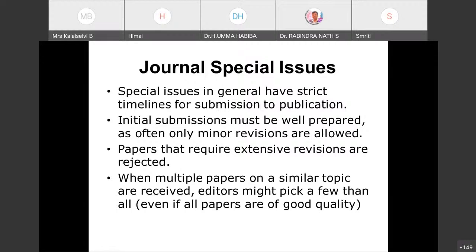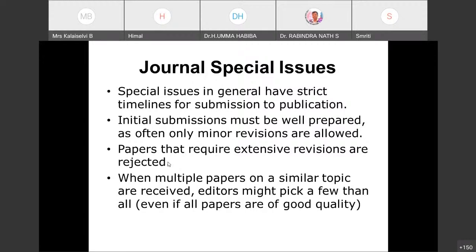So special issues in general have strict timelines. Just like conference papers, you have to submit under the described timeline. Often the work should be very, very highly polished, because normally in a special issue you will only be given minor revisions. Any work that requires major revisions will be rejected. That's why I said that if you submit to a regular journal, that work could get accepted under a major revision, and after a while under a minor revision and so on.